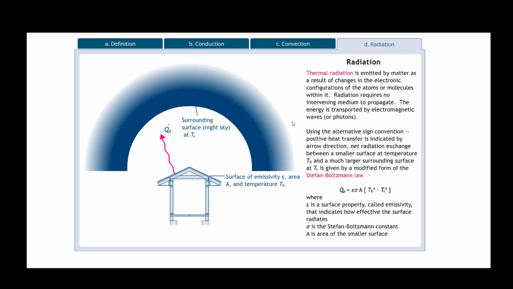And then when we're talking about radiation, of course, we start talking about the space realm. Thermal radiation is emitted by matter as a result of changes in the electronic configurations of atoms or molecules within. Radiation requires no intervening medium to propagate. It just happens. The energy is transferred by electromagnetic waves or photons, right? Okay. And then we start using the Stefan-Boltzmann constant and things like that. But we'll get into all of these, and it'll make a lot more sense when we start actually working these.